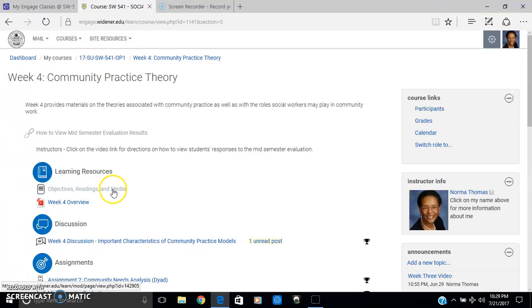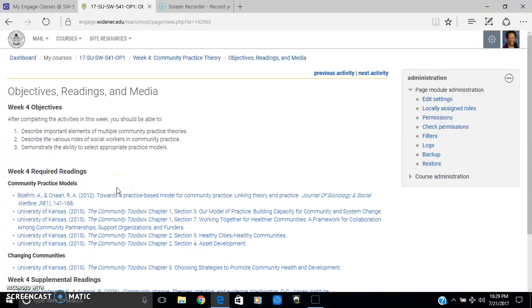As is always the case, under learning resources, you have your objectives, reading, and media for the week. There is no outside media for this week, but the objectives are that by the end of this week, students should be able to describe important elements of multiple community practice theories, describe the various roles of social workers in community practice, and demonstrate the ability to select appropriate practice models.